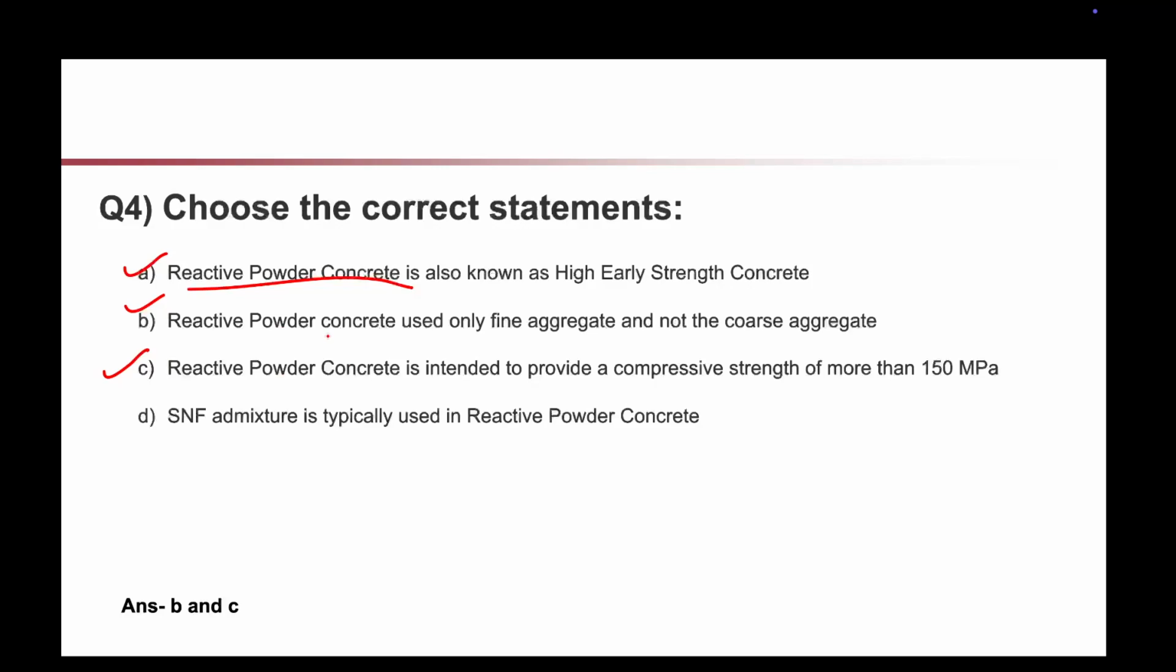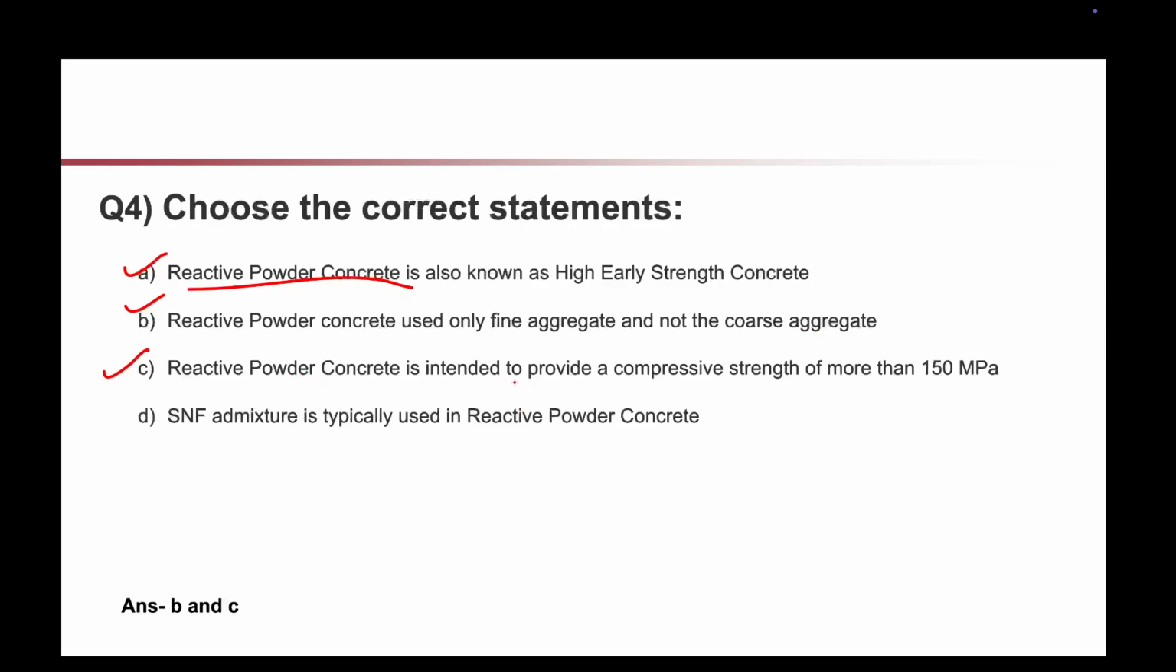Second is, reactive powder concrete uses only fine aggregates and not the coarse aggregate. Yes, this is a true statement because it is a sort of micro concrete. I think you all have heard about micro concreting. It is just a powder which has the fine aggregates mixed with the cement particles, and you just add water to it. So it doesn't have coarse aggregate.